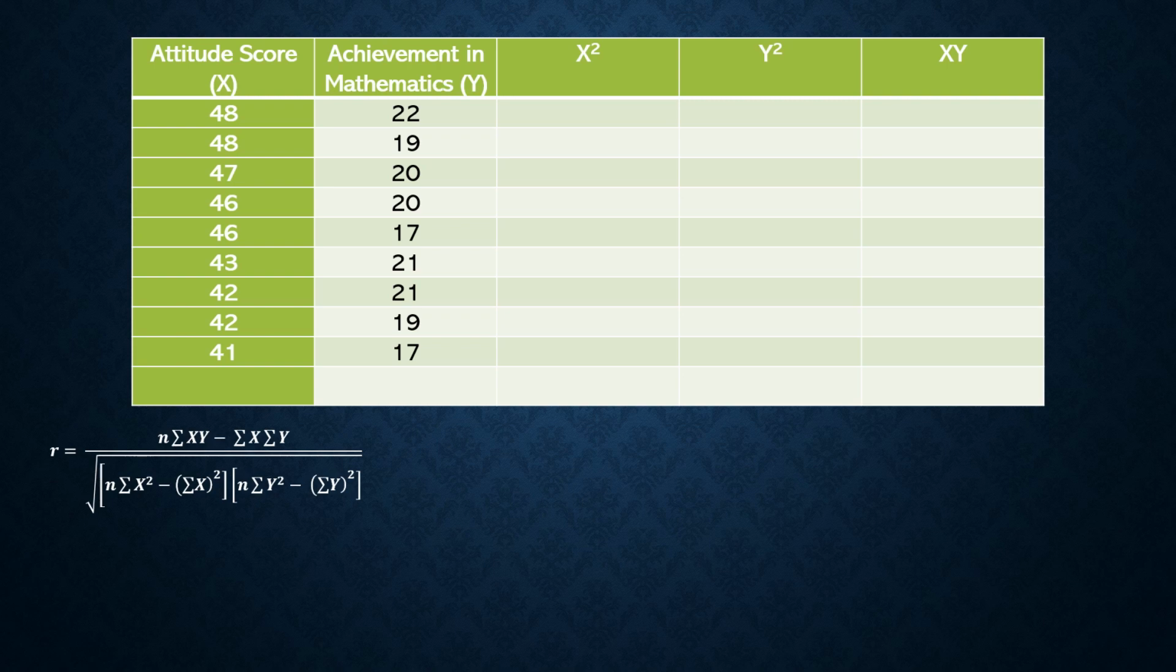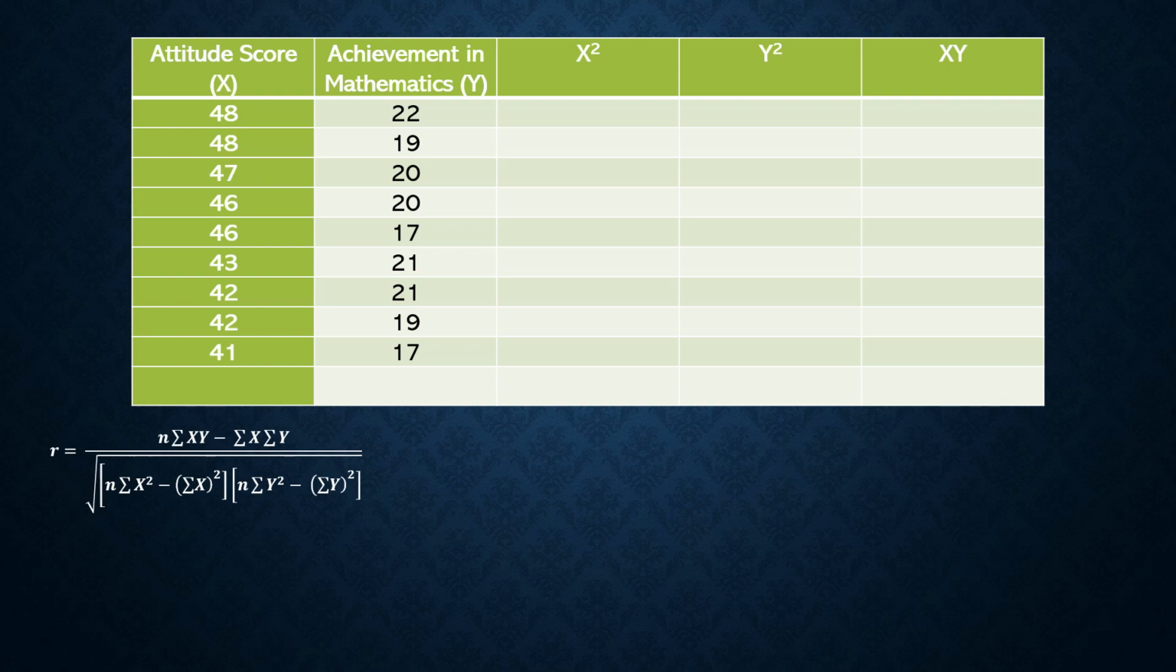However, there are also some researches that said that attitude score doesn't have a relationship, or it's not significantly related with the achievement in mathematics. Let's take a look with our given data. Again, we're going to start writing the value of x squared. So our x is 48, 48, 47, 46, 46, 43, 42, 42, 41.